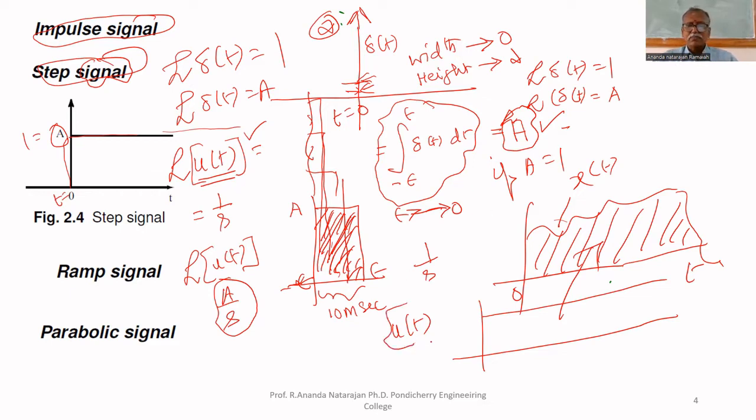So if you plot the unit step signal u of t in the time domain, time versus magnitude, it looks like this. If you take the Laplace transform of the unit step input, you will get 1 upon s. For the impulse, the Laplace transform gives 1. For an impulse of magnitude A, you will get A.